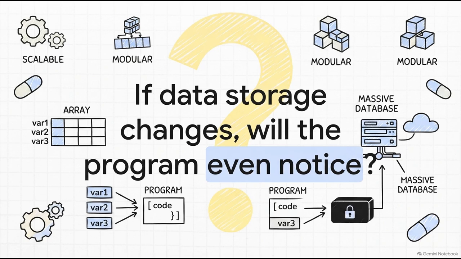I want to leave you with this one thought on the true power of encapsulation. If you design your software correctly using abstract data types and you completely rewrite how your data is stored in memory tomorrow, say swapping from variables to an array or even an array to a massive database, will the rest of your program even notice? The answer should be a resounding no. And that, my friends, is the secret to scalable, modular software engineering.